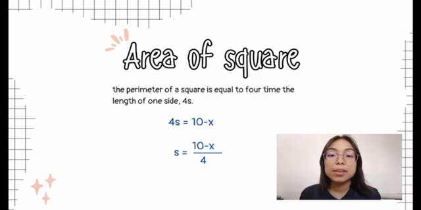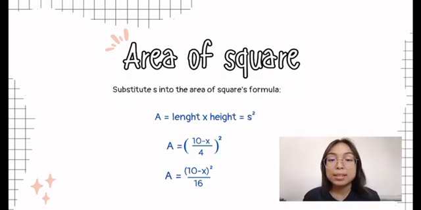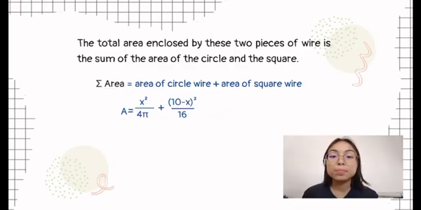Next, find the area for the square wire. The perimeter of a square is equal to 4 times the length of one side, which is 4s. Rearrange the formula in terms of x. Then, substitute s into the area of the square formula. The area of the square wire is (10 minus x) squared over 16. The total area enclosed by these two pieces of wire is the sum of the area of the circle and the square, which is x squared over 4 pi plus (10 minus x) squared over 16.